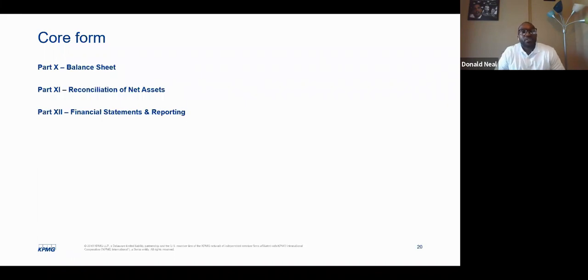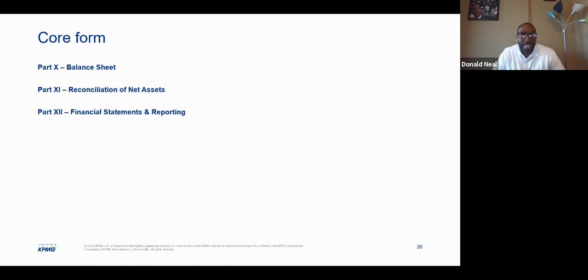The next part of the core form, and we won't go into detail, is the balance sheet, reconciliation of assets, and then financial statements and reporting. So just in regards to the balance sheet, very straightforward. One thing to always note, your balance sheet should always match your audited financial statements. You shouldn't have any changes to your balance sheet. That should match your audited financial statements directly. So it shouldn't be too many changes to that balance. It shouldn't be none at all, actually, but just something to note there.